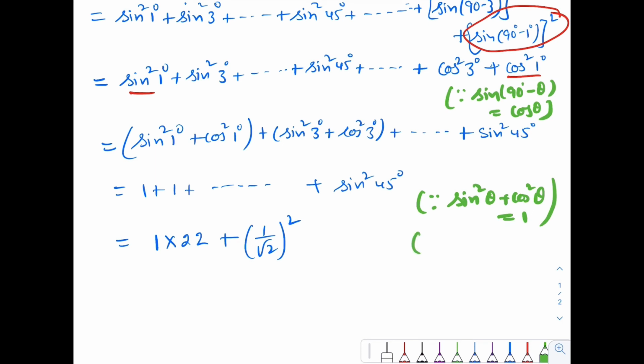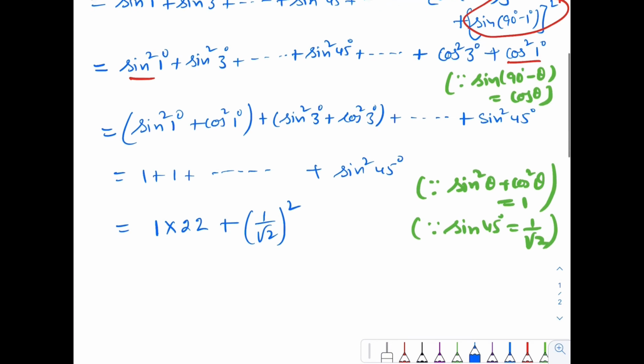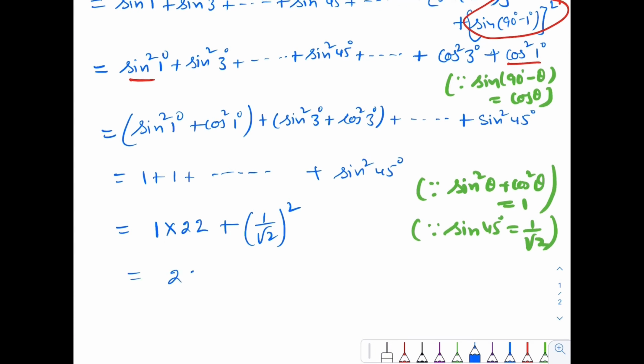So here we can write, since sine 45 degree equals 1 by under the root 2, now this is equal to 22 plus 1 by 2. And this is equal to 22 and a half. And this is our answer.